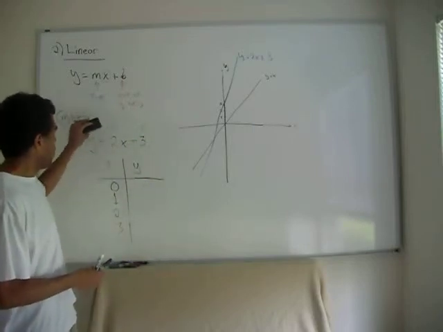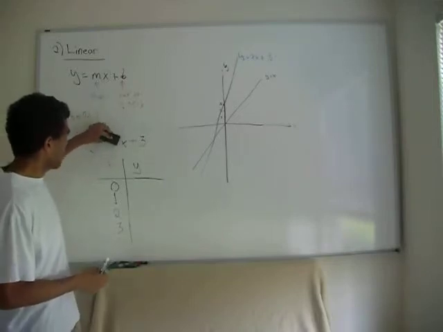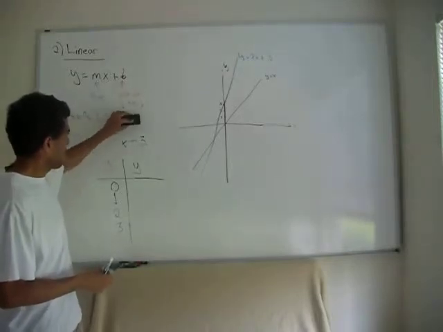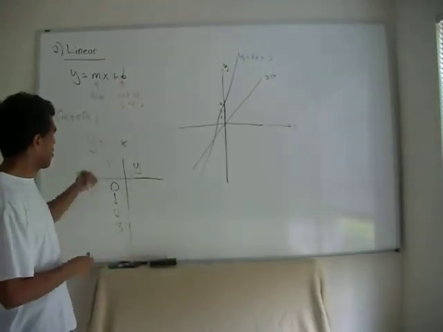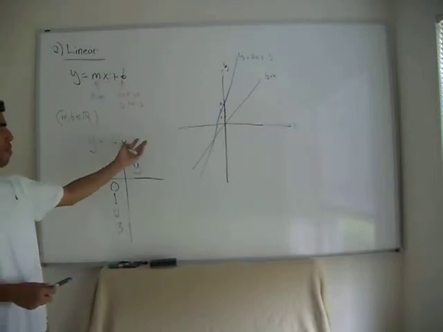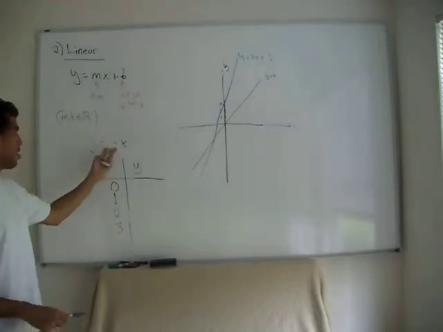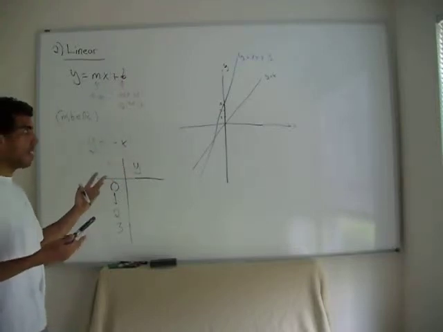Now, another example. What happens if we have, let's say, y equals minus x. We don't have a b, it's 0, and our slope is minus 1. Okay, because minus 1 times x is minus x.